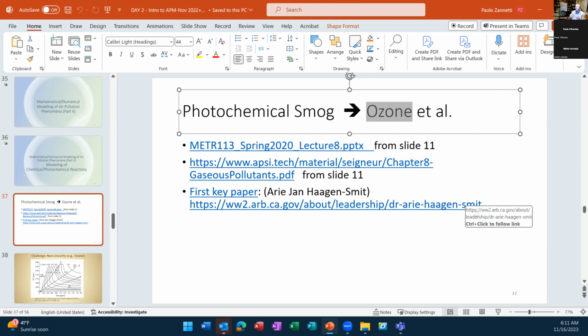And ozone is just a typical example of a component of the photochemical smog. There are hundreds of components created by the photochemical smog, but ozone is the typical one, that when we measure and we see high levels of ozone, that means in general that we have problems with photochemical smog.